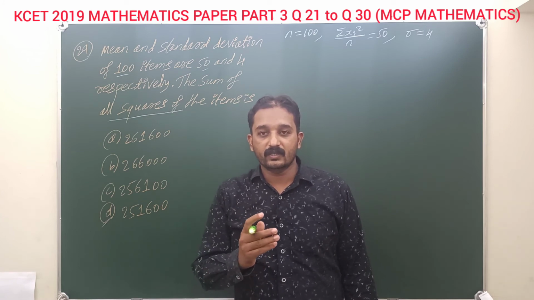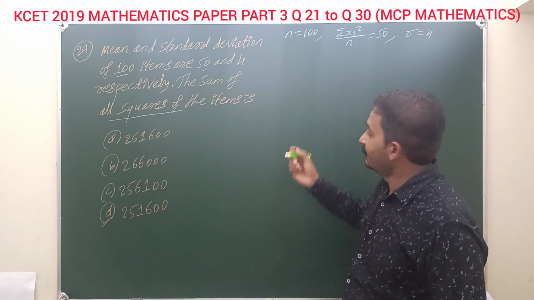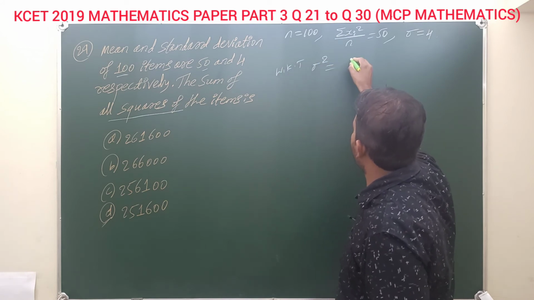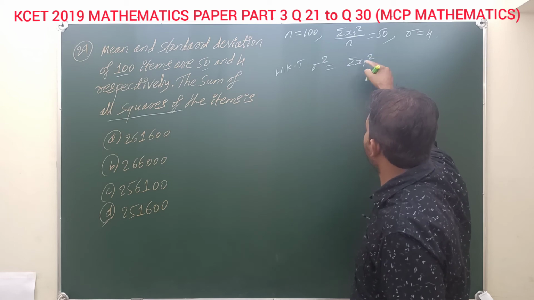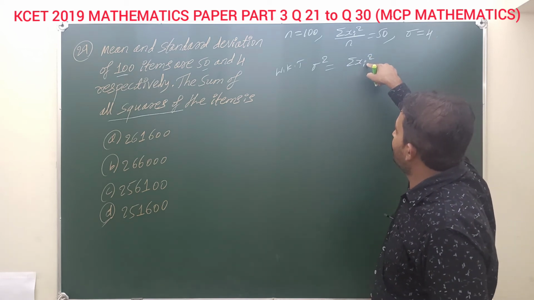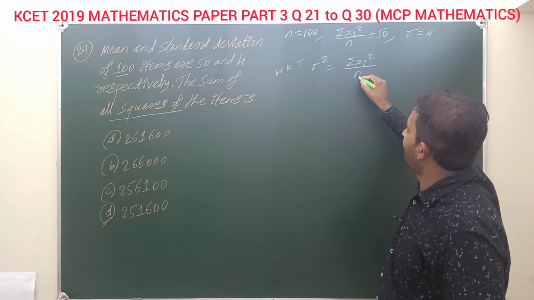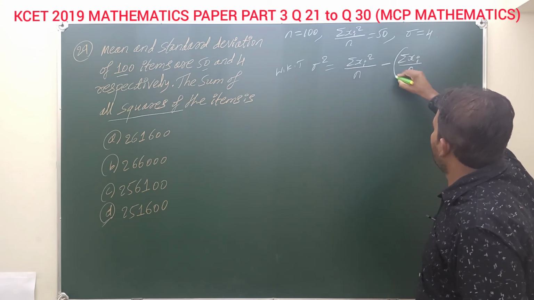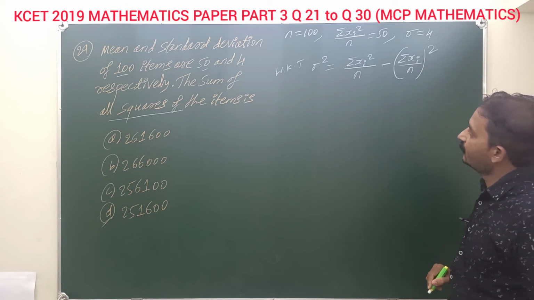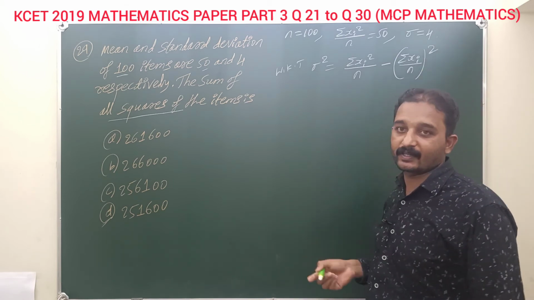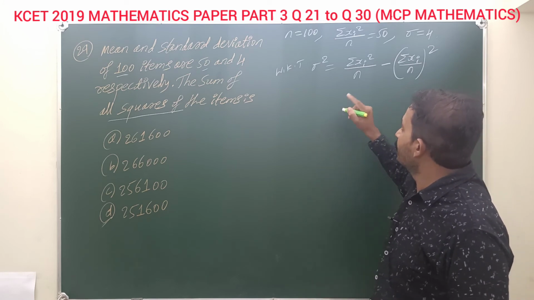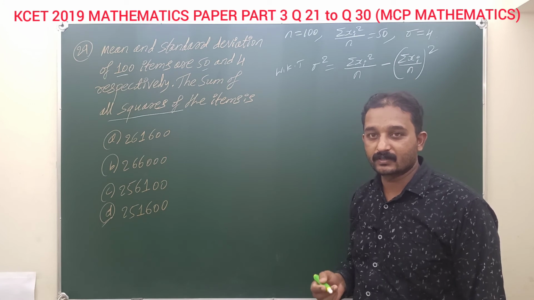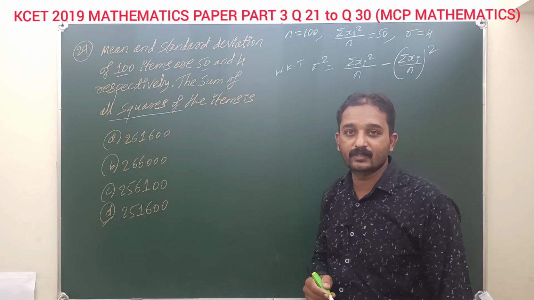Here in this case using the variance formula. We know that the variance formula, sigma square, is equal to summation of xi square divided by n minus summation of xi divided by n whole square. Expectation of observation squares minus expectation of whole square. This is the formula. Using this formula we have to find out the sum of the squares of all the observations.